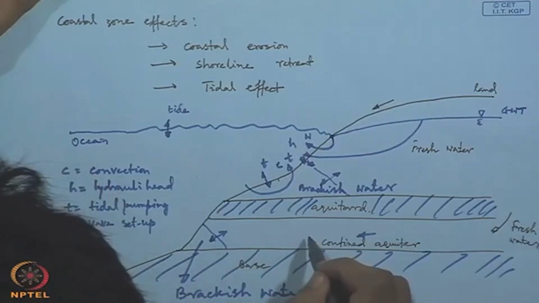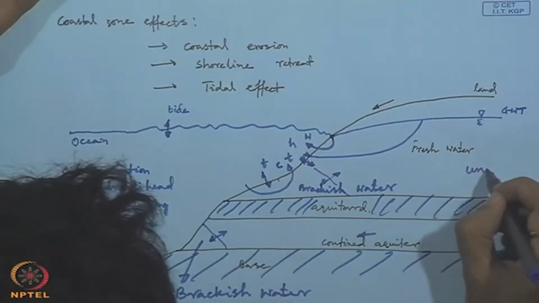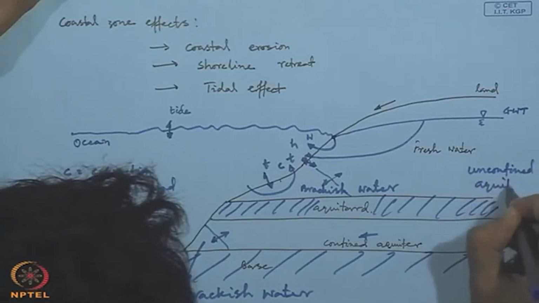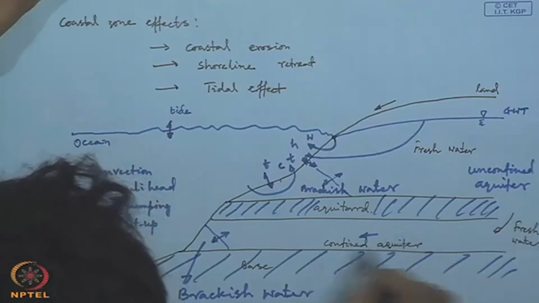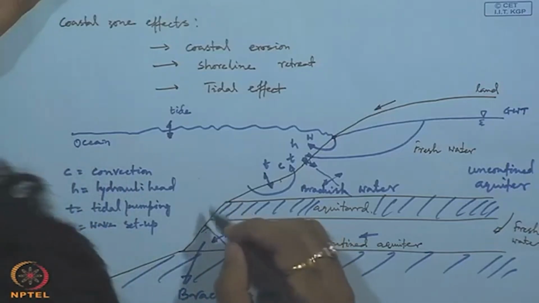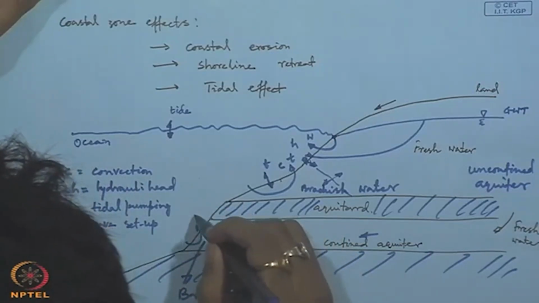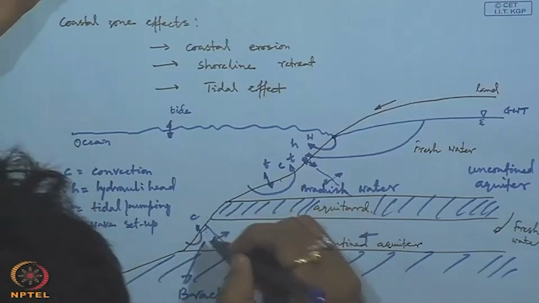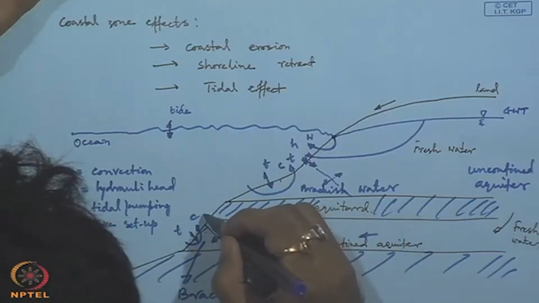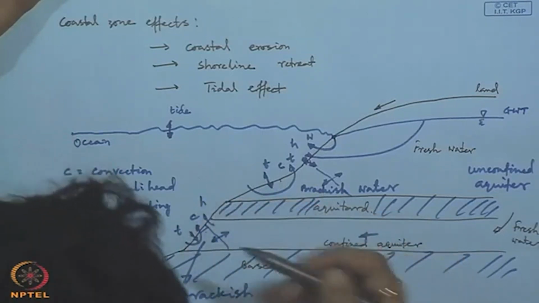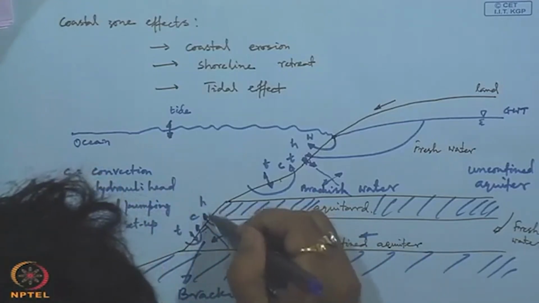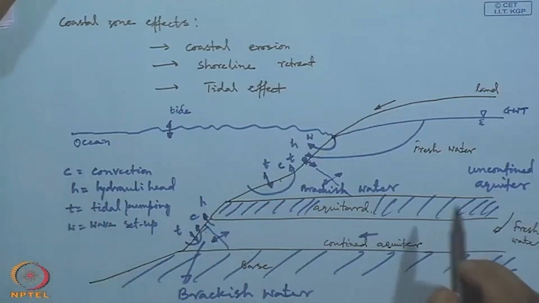Similarly, for the confined aquifer, this is our unconfined aquifer and this is our confined one. So, in this brackish region again we have convection which dominates the flow conditions and tidal effect which dominates the flow condition near the brackish region, and this is governed by the hydraulic head.